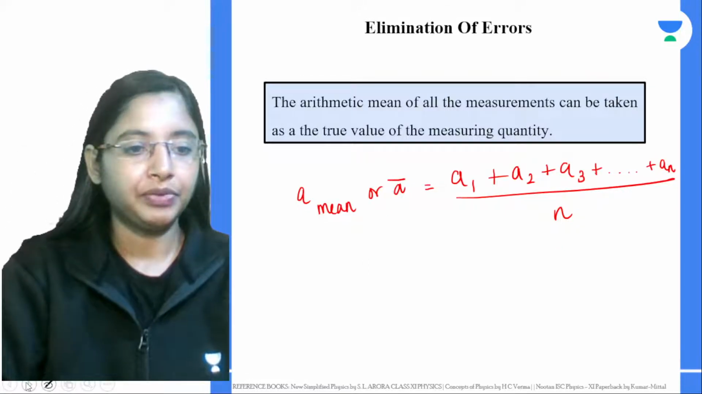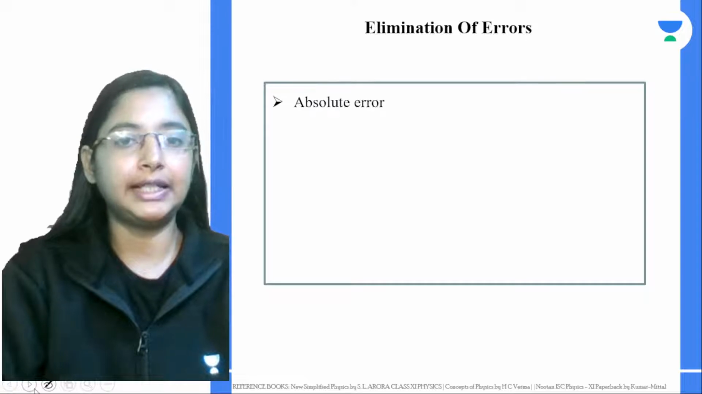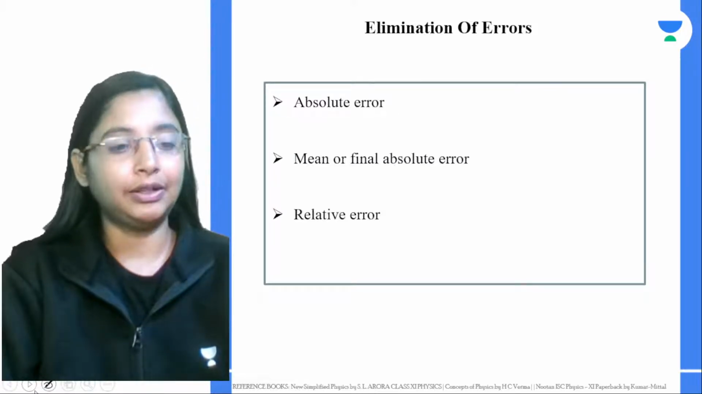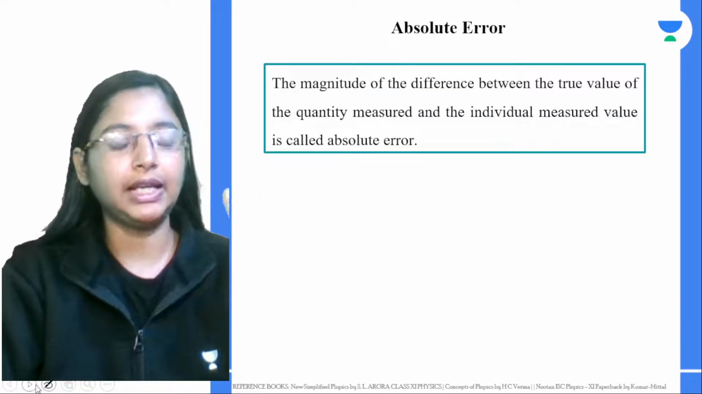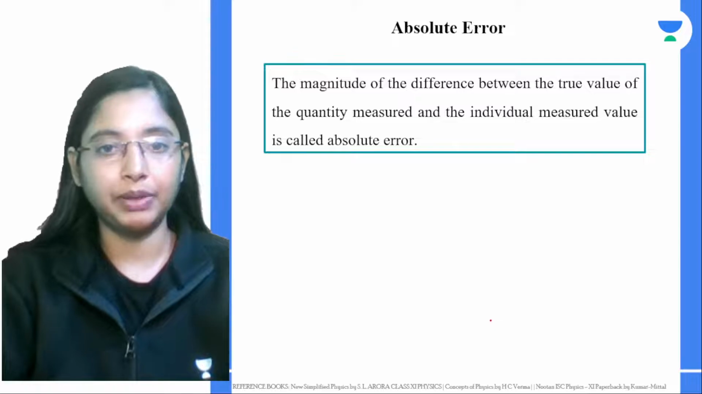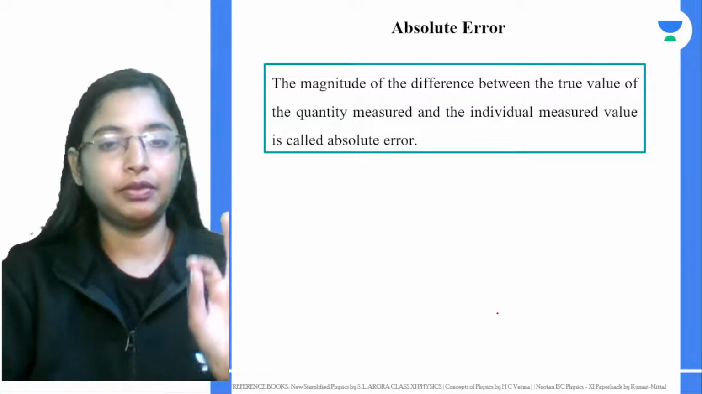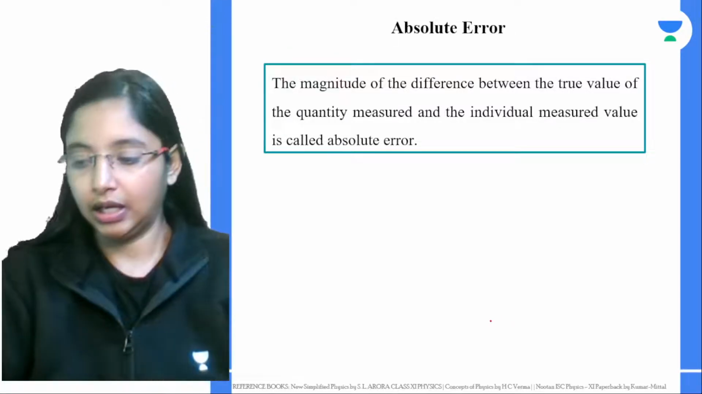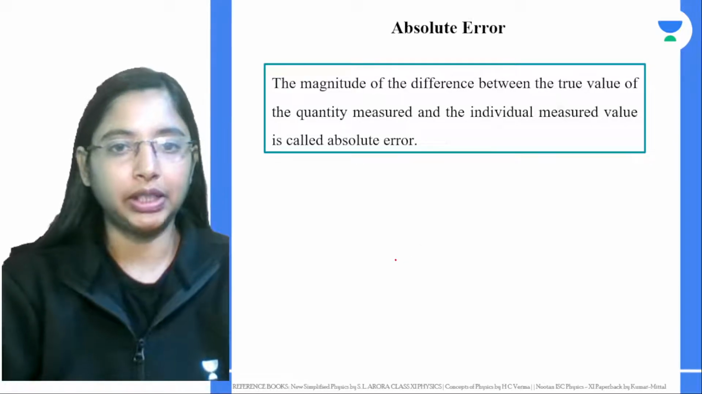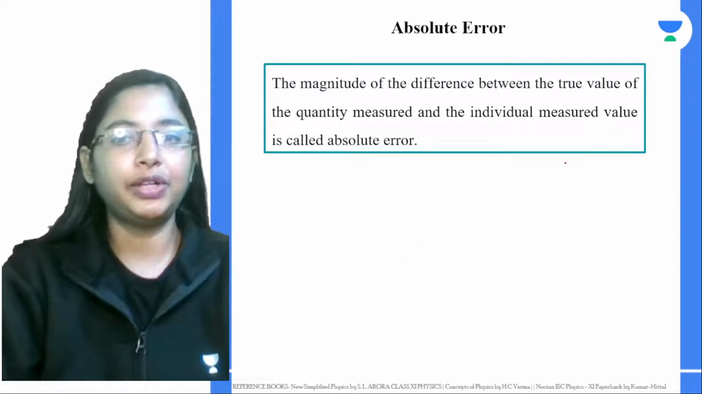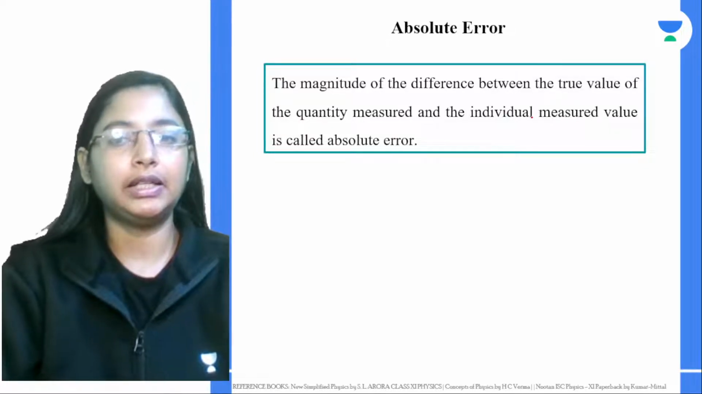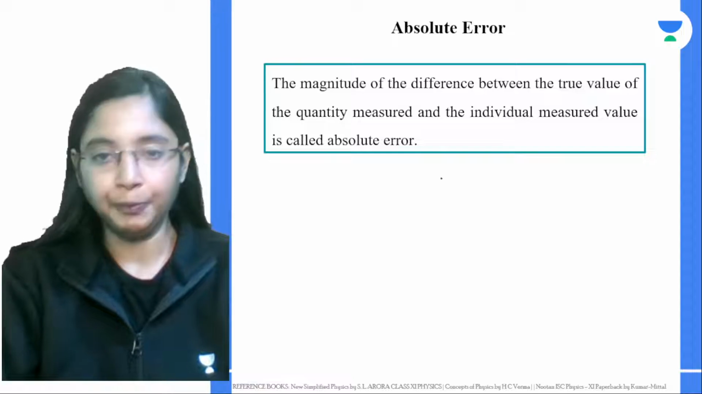Now from here we also saw the different types of errors. One is absolute error, then mean absolute error, then relative error, then percentage error. Last class we saw all of this with examples as well. This class I'm just going to give the formulas because that's going to help us in the combination of errors. Whenever you're talking about absolute error, it is the magnitude of the difference between the true value and the individual measured value.